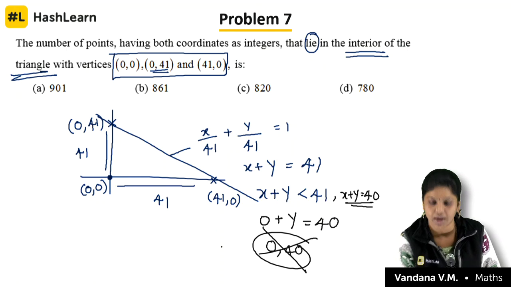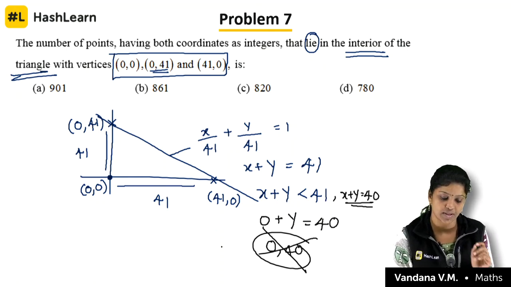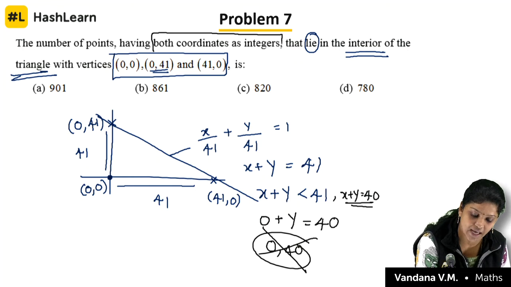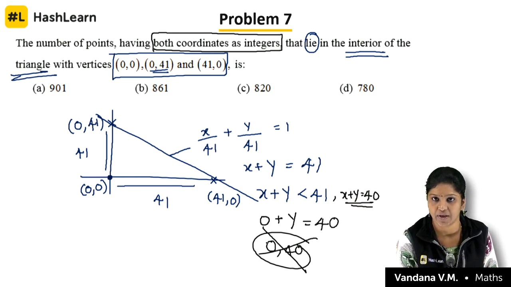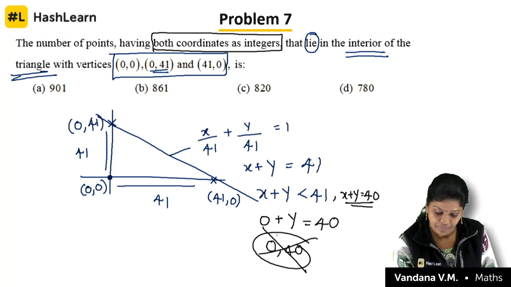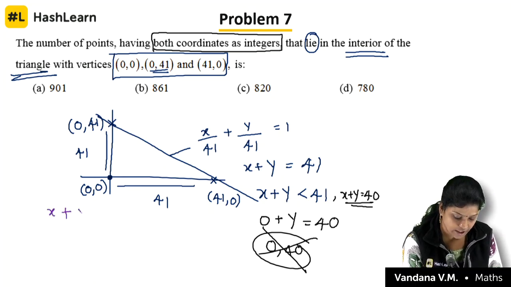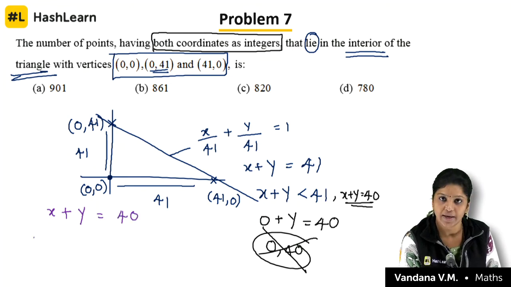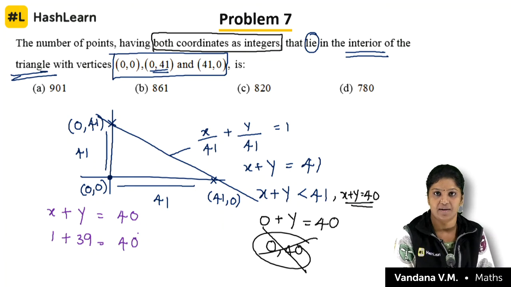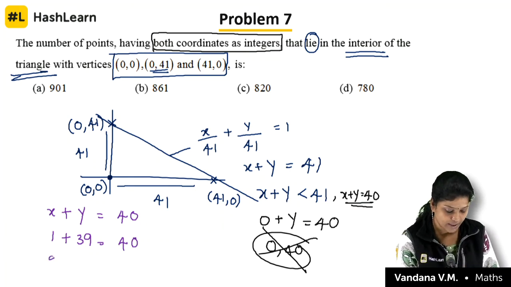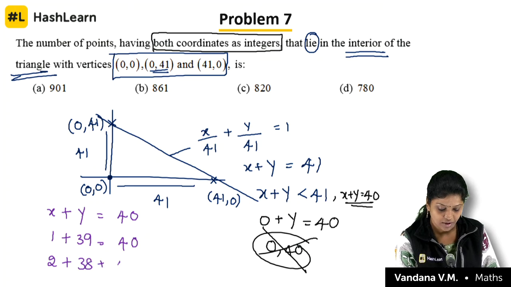No, this case is not applicable because both should have some value, both coordinates being positive integers. Something should be there. Here the x coordinate is 0, there is no x coordinate at all. This case is not applicable. So, from where will it start, children? The condition is x plus y is equal to 40. I can take x as minimum 1, at that time my y value becomes 39. Yes, that is inside the triangle. Like that I can take. Or I can take 2 plus 38. That time also I will get 40.